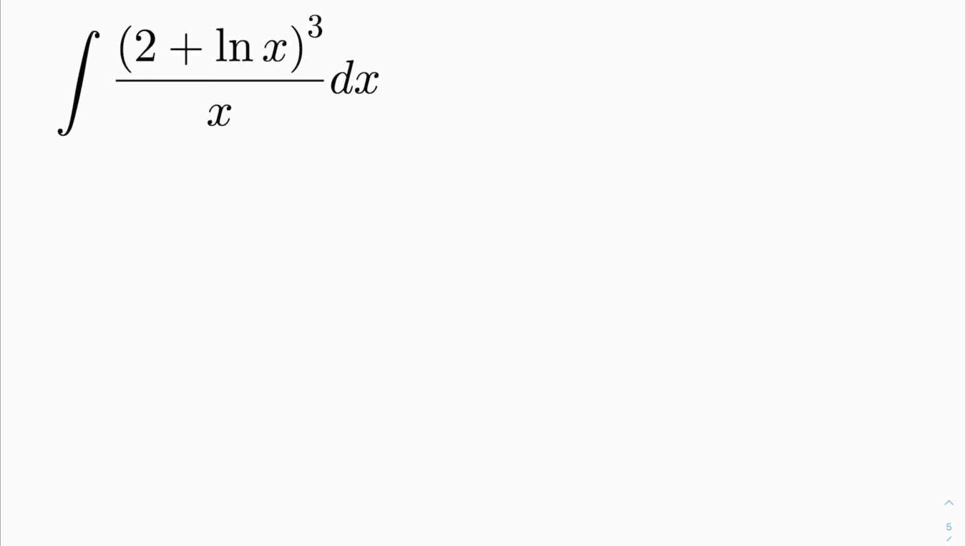Our convention for u-substitution is we let u equal the quantity that's being raised to the power, the function that's within the function. So u equals 2 plus the natural log of x. Then the differential is du equals 0 plus 1 over x dx.